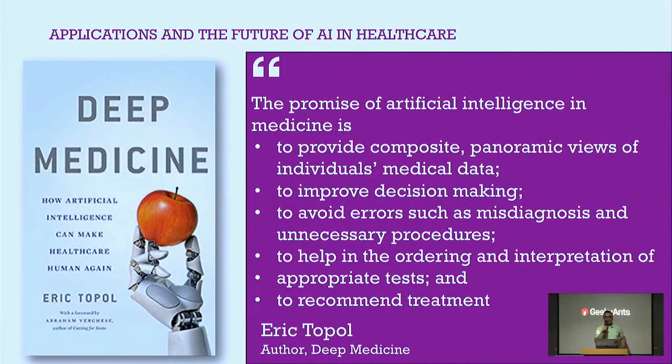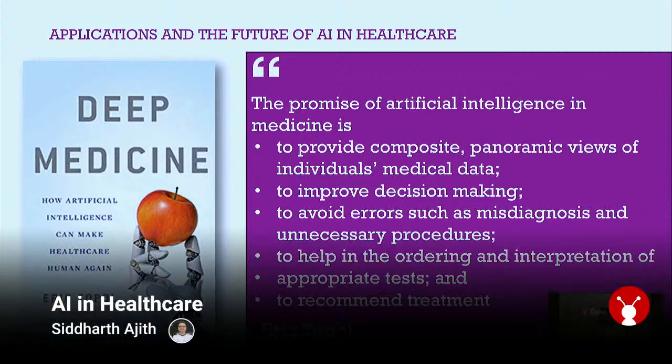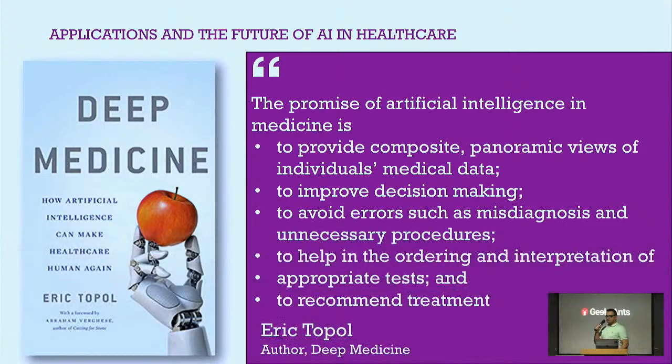I wanted to end with this quote. I love this book. I love this quote. And I'll read it out for you. It says, the promise of AI in medicine is to provide composite panoramic views of individuals' medical data, to improve decision making, to avoid errors such as misdiagnosis and unnecessary procedures, to help in the ordering and interpretation of appropriate tests, and to recommend treatment. If I have to summarize what AI can do in healthcare, or what AI should do in healthcare, this is it. How do we get here?